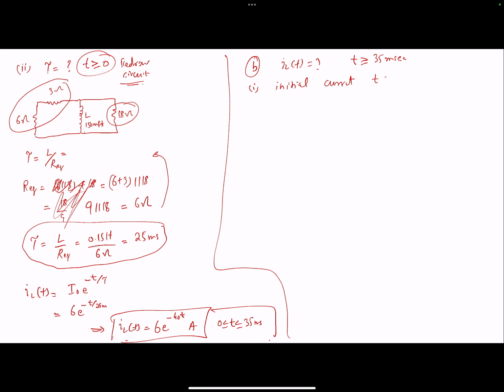Initial current for t less than 35 millisecond. I know this is the value of the current that was flowing before 35 milliseconds. I'm just going to use this equation directly, so I'm going to use IL exactly at 35 millisecond equals 6 e raised to power minus 40 times 35 milli. If you were to solve this, it is going to come out to be 1.48 amperes. So IL comes out to be 1.48 amperes.